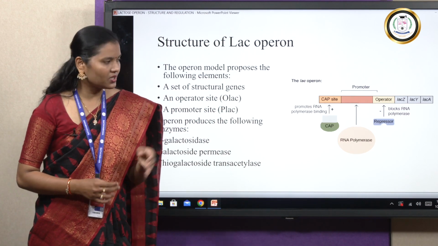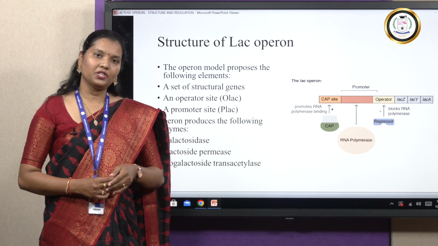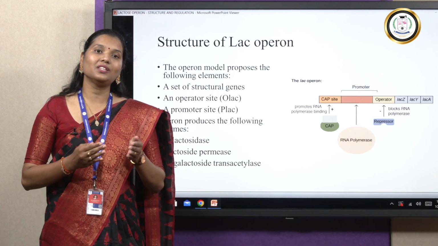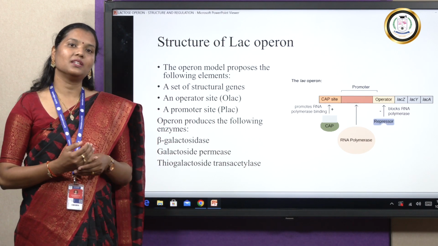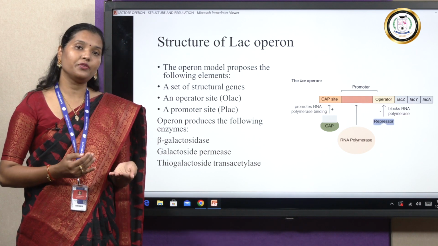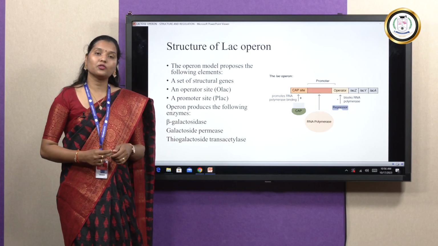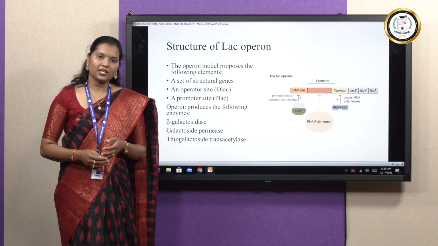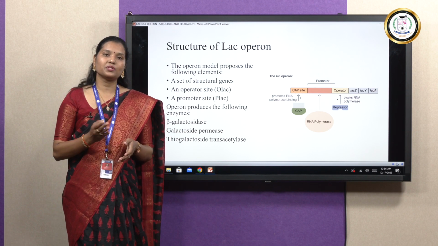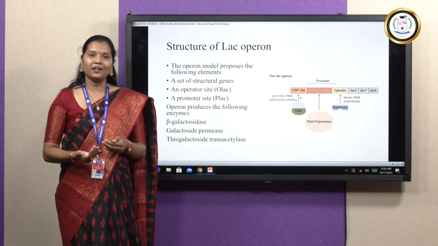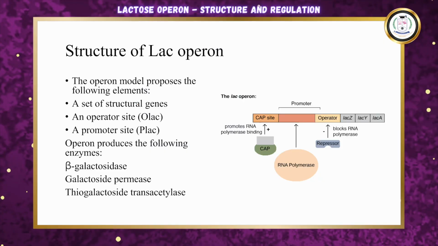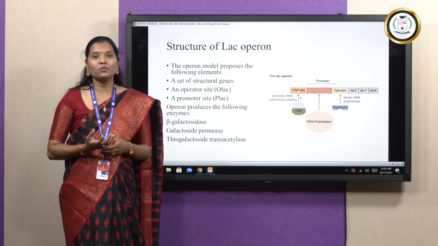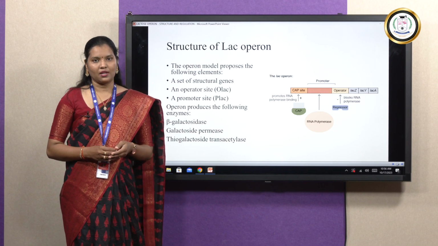Those three structural genes, LacZ, LacY and LacA, produce the three enzymes. LacZ produces beta galactosidase, LacY produces galactoside permease, and LacA produces thiogalactoside transacetylase. The function of beta galactosidase is to break lactose into glucose and galactose. Galactoside permease, as the name indicates, transfers lactose into the cell, and thiogalactoside transacetylase detoxifies the final non-metabolizable products of lactose metabolism.